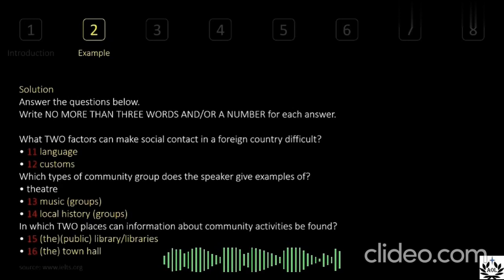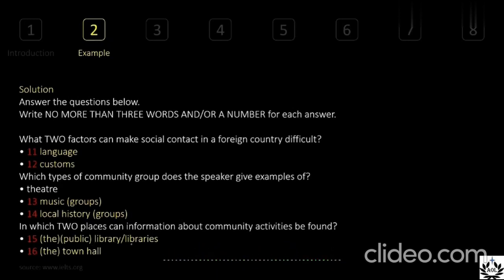15th, the public, you can ignore if you want. Library or libraries. As we have 3 words, we can write the public library or the public libraries. And the last one, the town hall or just town hall. If you got full, 6 out of 6, wonderful. If not, don't worry. Like always, we're going to provide you pointers. Those are going to help you to get the answers correctly.